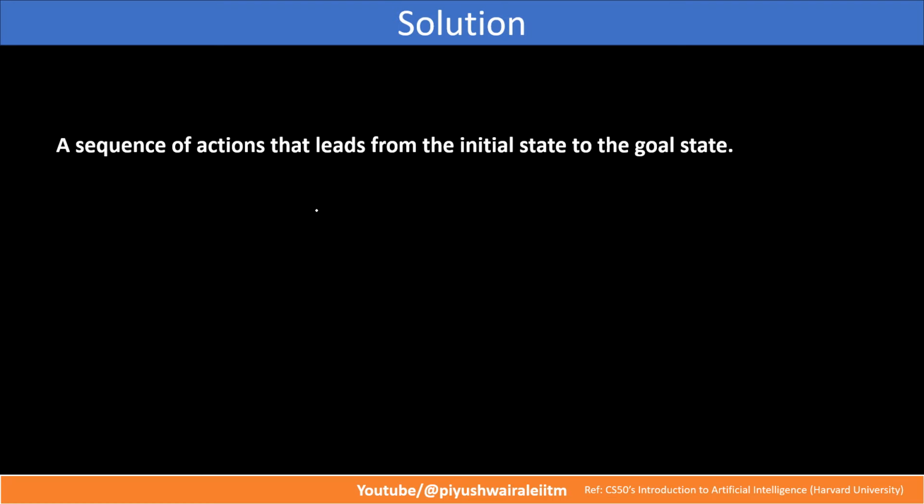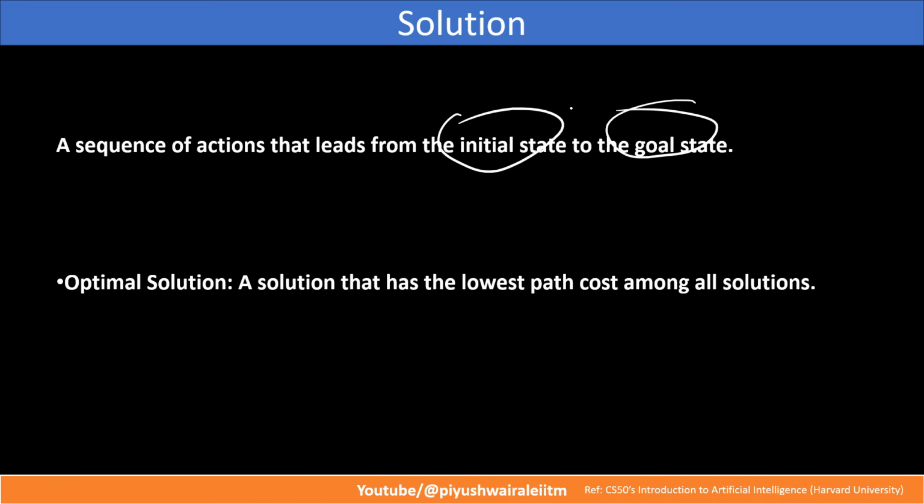So what is a solution? A sequence of actions that leads from the initial state to a goal state. So what are the actions that we are going to take from the initial state to reach our particular goal state? That is the solution, but that is not necessarily the optimum solution. Our optimum solution is the solution that has the lowest path cost among all the solutions, right? So this is a simple way. I hope you will understand.